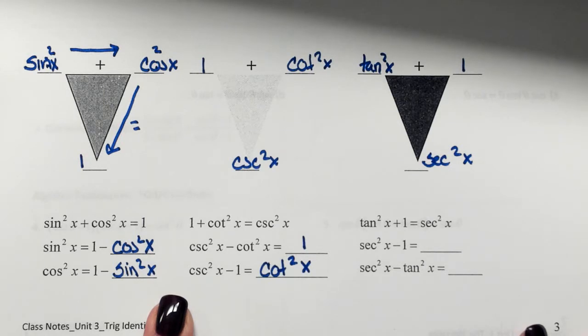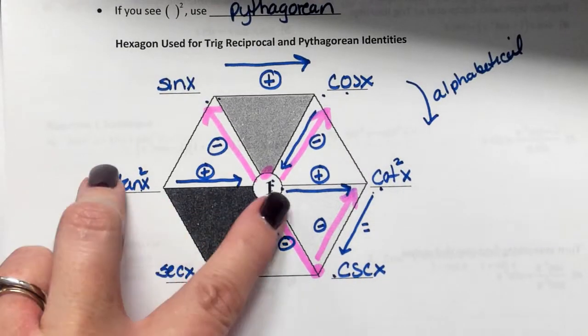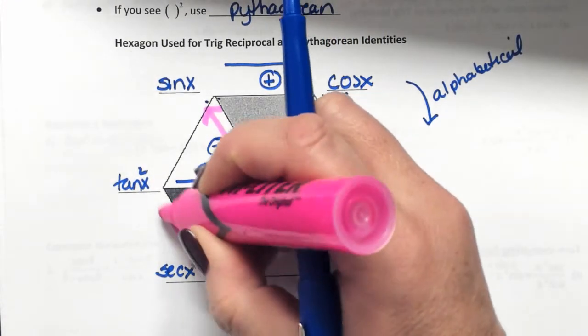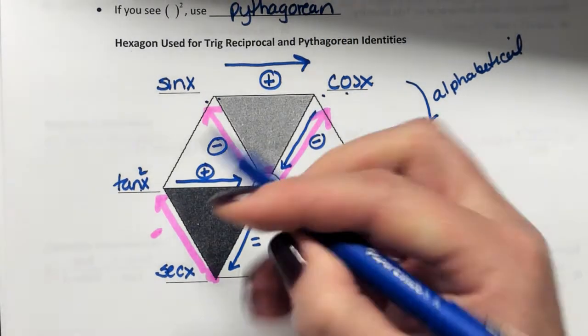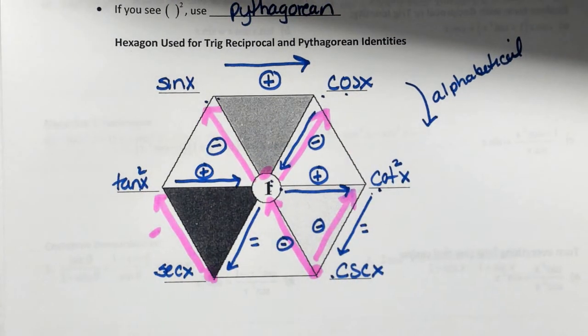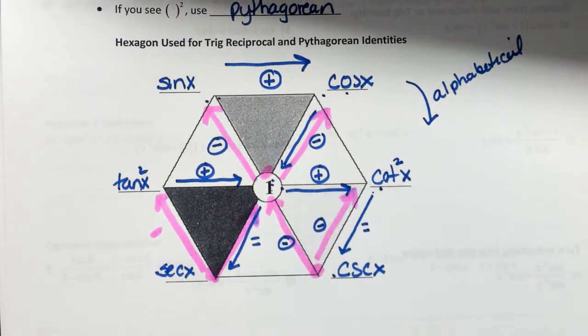Again, you can only work around the shaded triangles. That's it. Don't work around any of the white triangles that are not shaded in the hexagon. So again, like we did the last one, tangent squared plus 1 is secant squared. Start at the bottom and go up. Secant squared minus tangent squared is 1. Secant squared minus 1 is tangent squared. So those are your alternative forms down there.